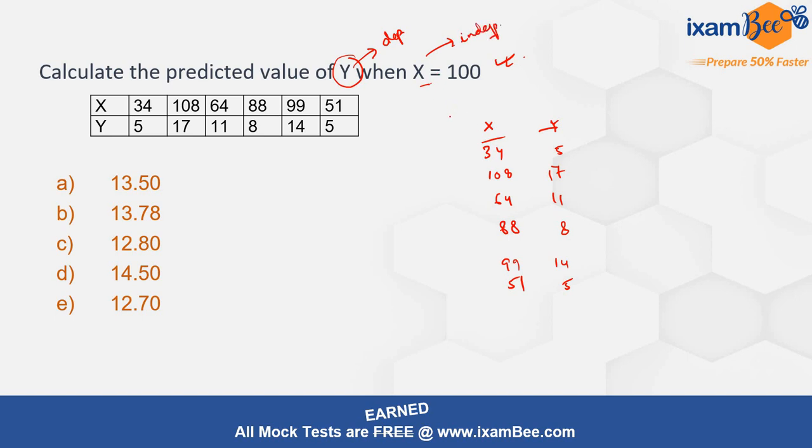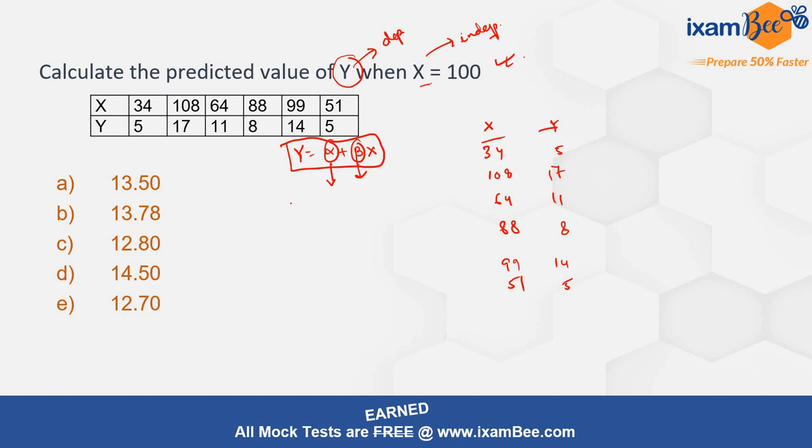Now I need the regression equation. I need y is equal to alpha plus beta x. Once I have this regression equation, I can plug in the value of x in the equation to find the value of y. This is the step. But for this I need to know the value of alpha and the value of beta. So now we have to calculate this.